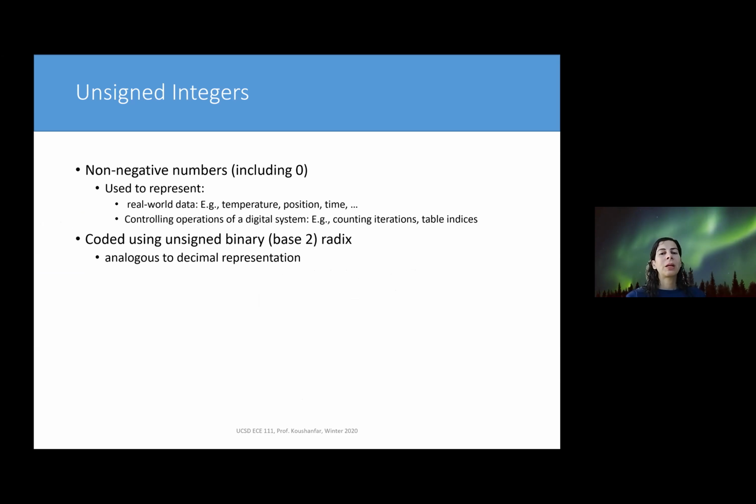And some other things like position and sometimes even temperature in Kelvin are shown by non-negative numbers. And counting is also done with non-negative table indices. So these are actually important, and these are coded using unsigned binary, or base 2.